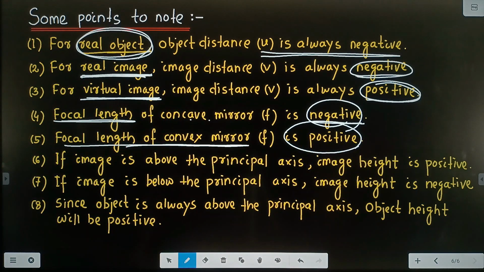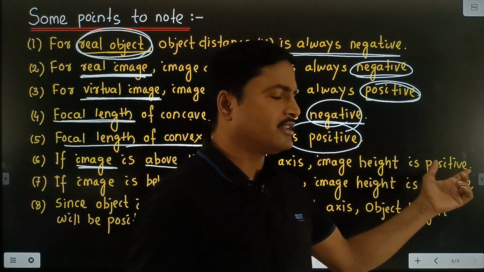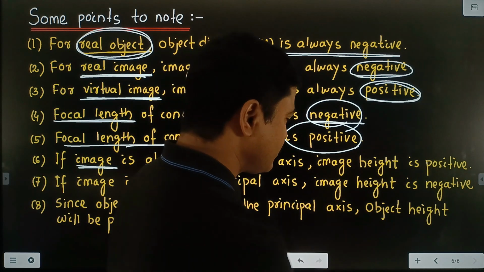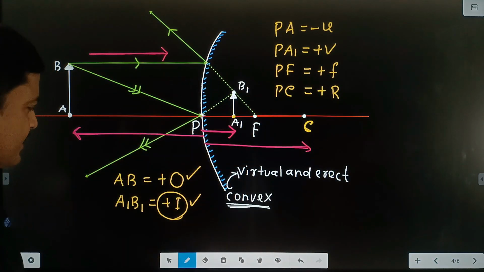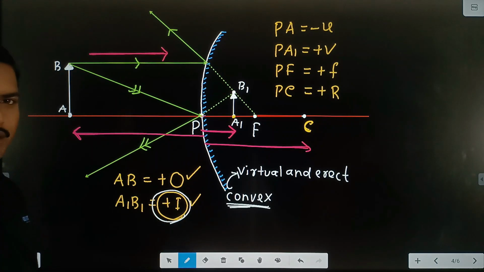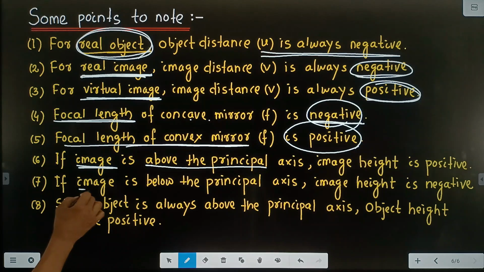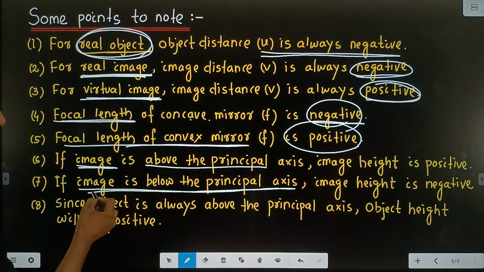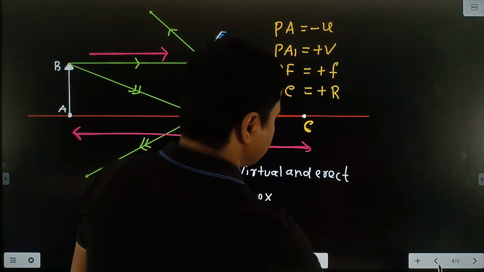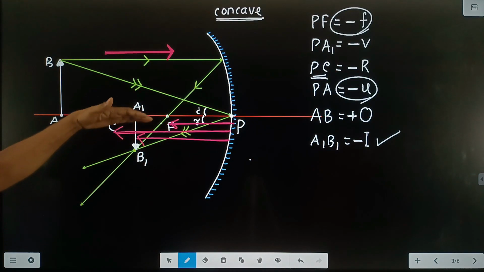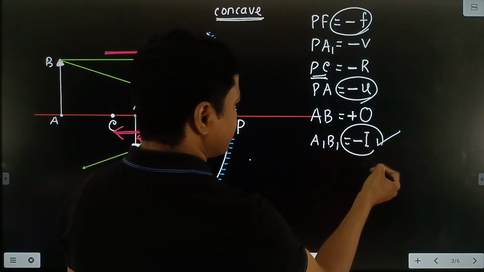Clear? Similarly, if the image is above the principal axis, height is positive. This one. Clear? Similarly, if the image is below the principal axis, image height is negative. Image is below the principal axis means this situation, here height is negative, that is minus I.